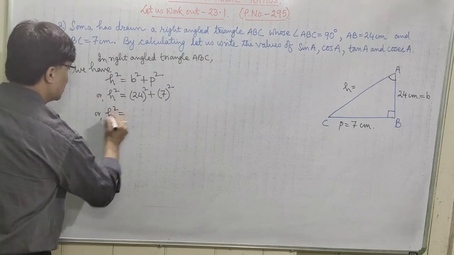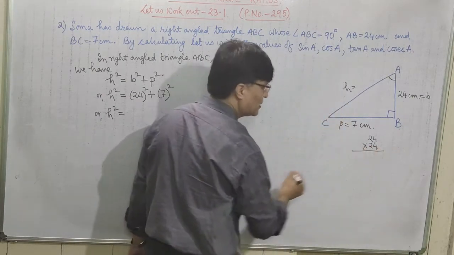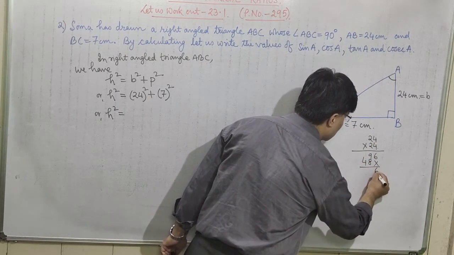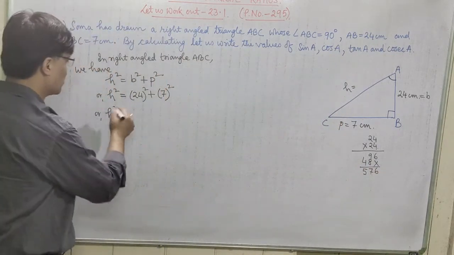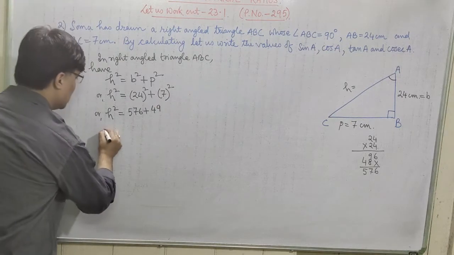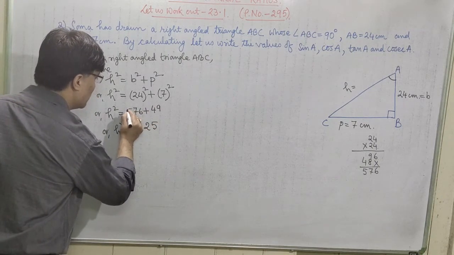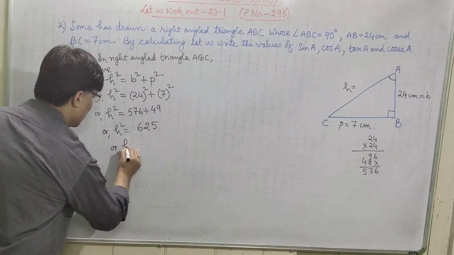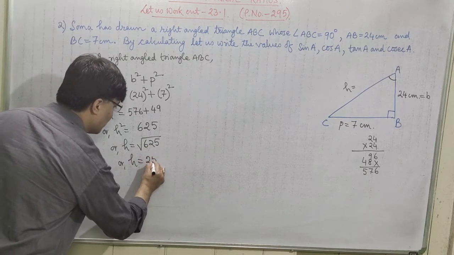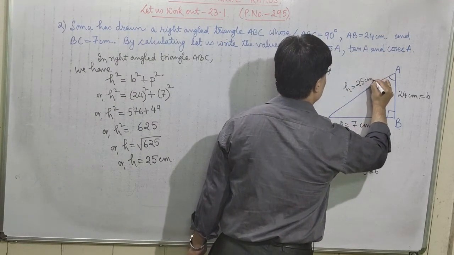So h square is equal to, what is 24 whole square? It is 24 multiplied by 24. Let us multiply them. 4 4s are 16, 6, 1, 4 2s are 8 plus 1 is 9. Cross, 4 2s are 8, 2 2s are 4. So it is 576. So 24 whole square is 576 plus, what is 7 square? It is 49, right? So let us add them. 9 plus 6, 15, 5, 1, 7 plus 1, 8 plus 4 is 12, 2, 1, 5 plus 1 is 6. So h is equal to square root of 625. What is square root of 625? It is 25. What is the unit? Centimeter. So h is 25 centimeter.